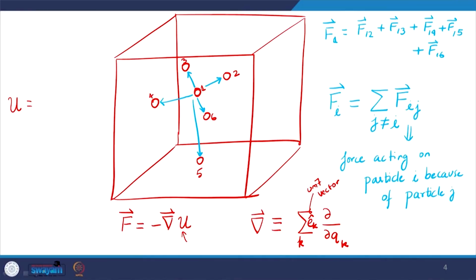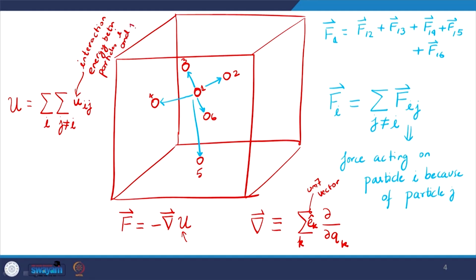The U of the system comes from the interactions between every pair of particles. That means I will sum over all particles, and for that I will again sum over all the particles except the particle i, and compute the energy of interaction. Let me use small u to represent the interaction energy between particles i and j.